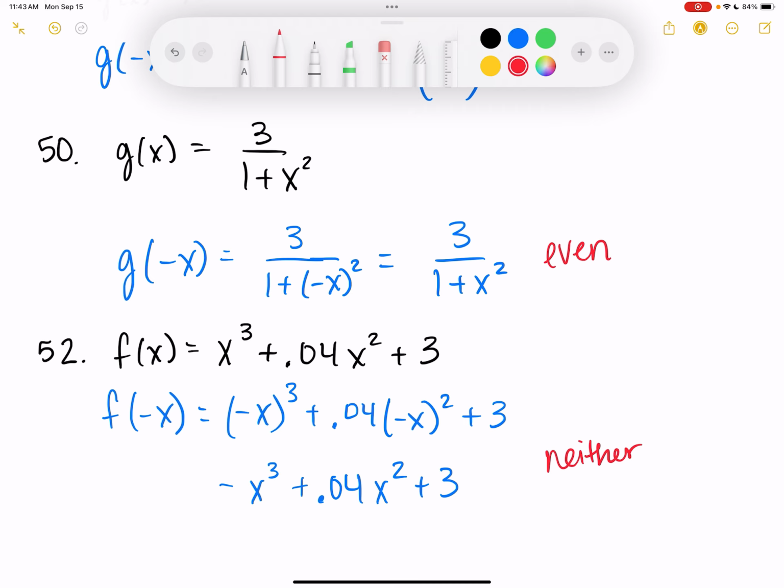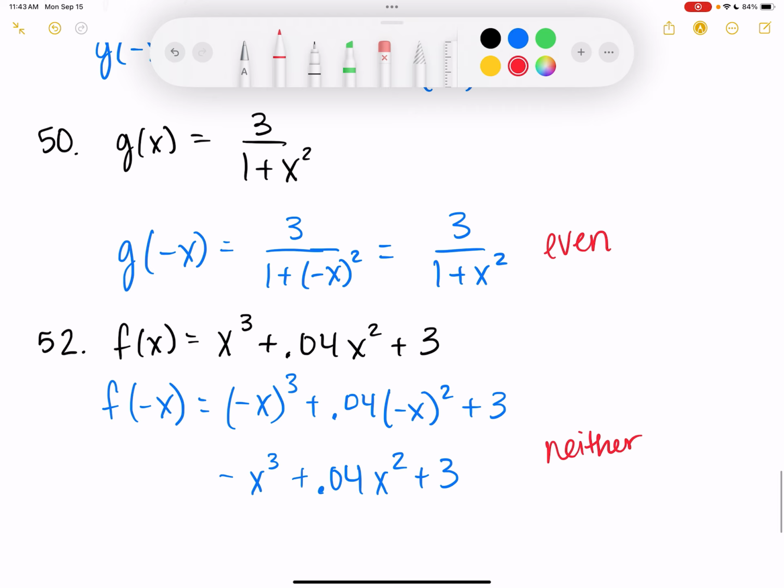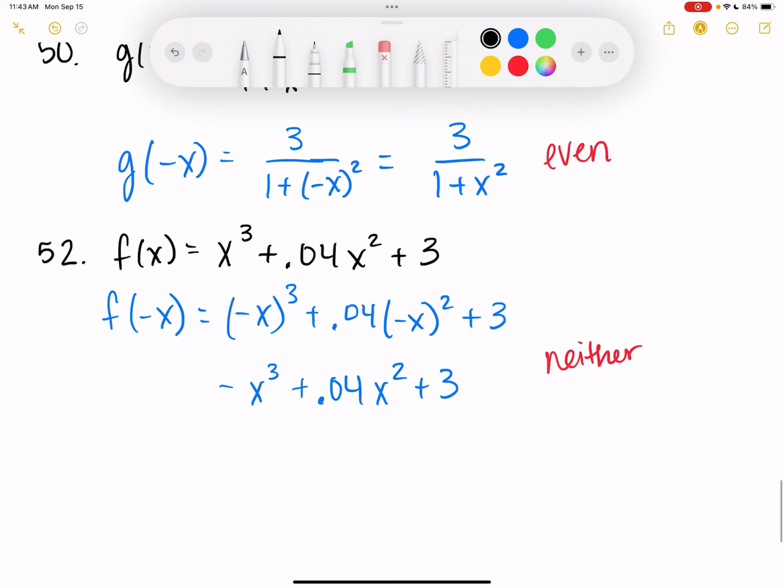So something like 54 then, h of x is equal to 1 over x. What do you think about this one? Even, because it's just a regular straight line. Odd. Wait, 1 over x means that it's slope, not squared.